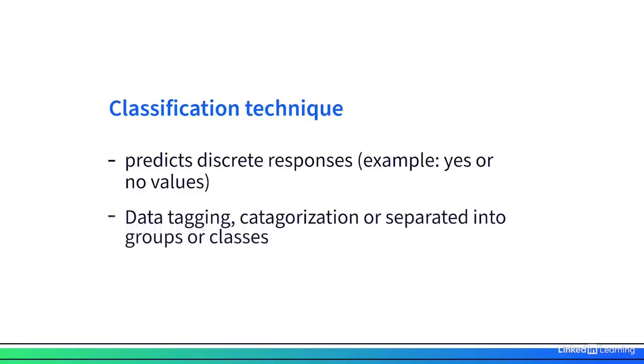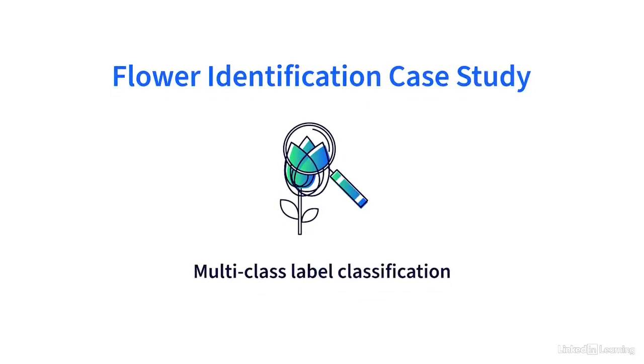They are also great when you have data that needs to be tagged, categorized, or separated into specific groups or classes. Our case study to identify flowers is an example of multi-class label classification because we'll train the model to tag the type of flower found in an image.